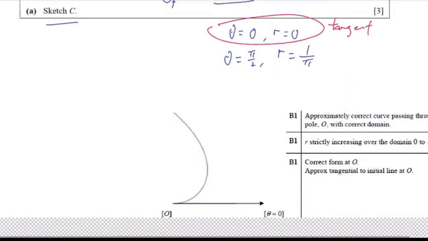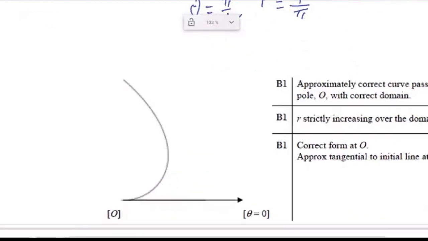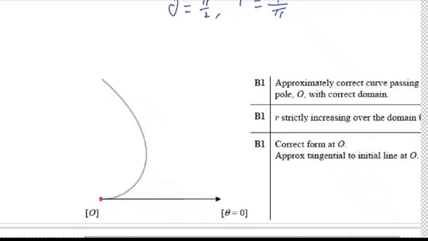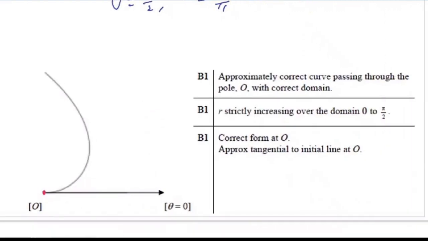So you can see in the correct graph that we're supposed to draw here, in the very beginning when it starts from the origin, it should be tangential to the curve. So make sure that we don't start the curve like this. It should go very close to theta equals 0, and only then do we do the turning there. Some details that we can look at. So this is the mark that we can get for the last B1 here.